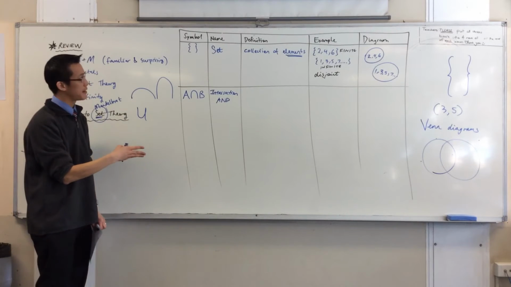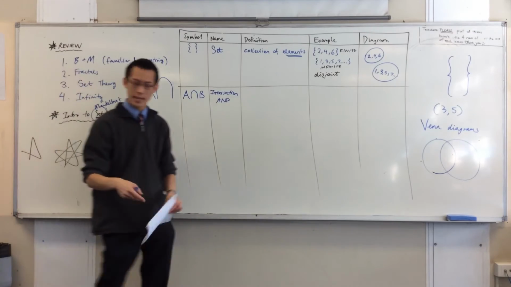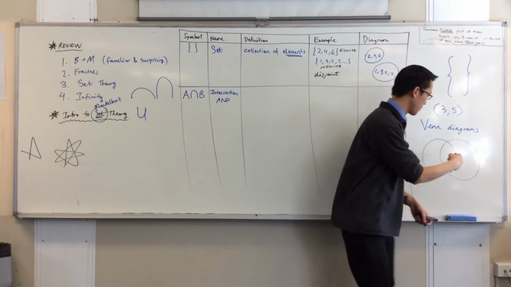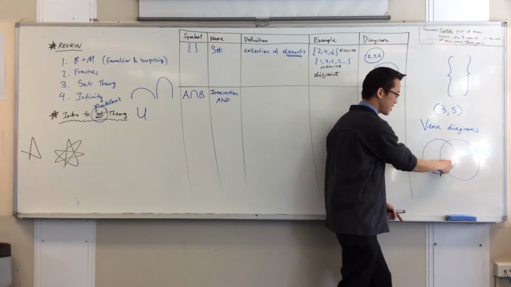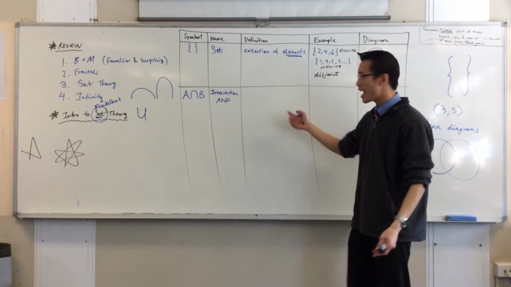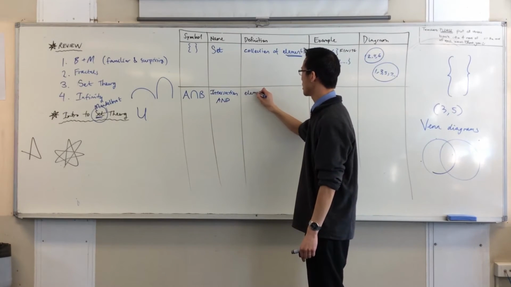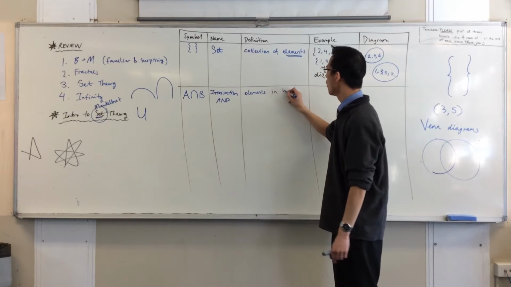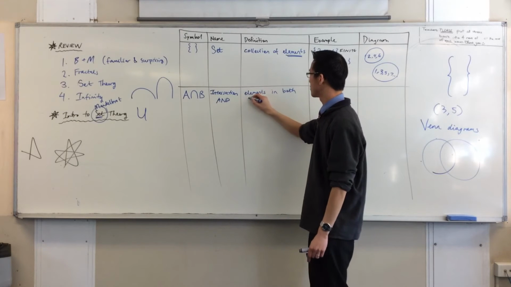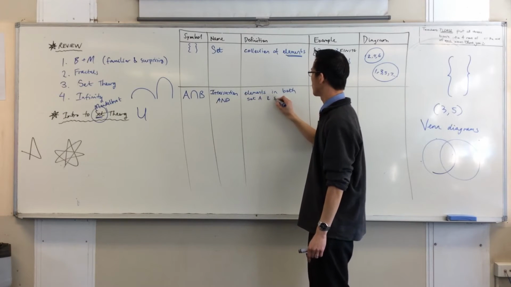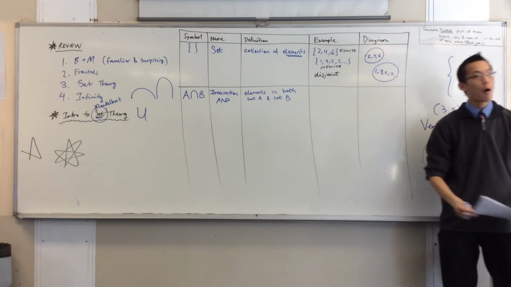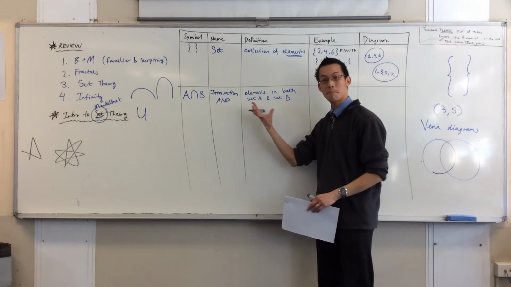So intersection means, what do you think the word indicates? It means that there's a bunch of elements that are in both sets. So intersection, I would say, is the elements in both, in this case, set A and set B. Objects or elements that belong in both sets.